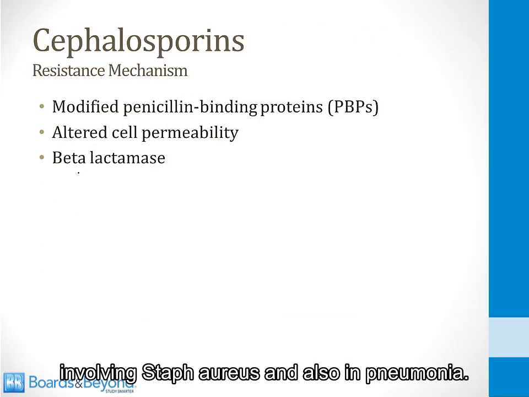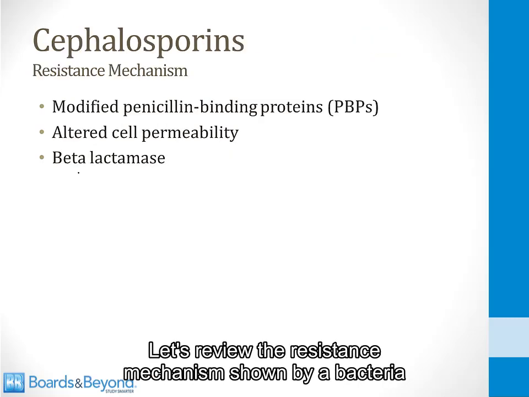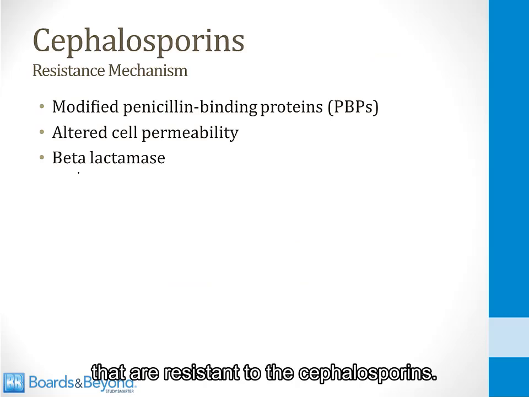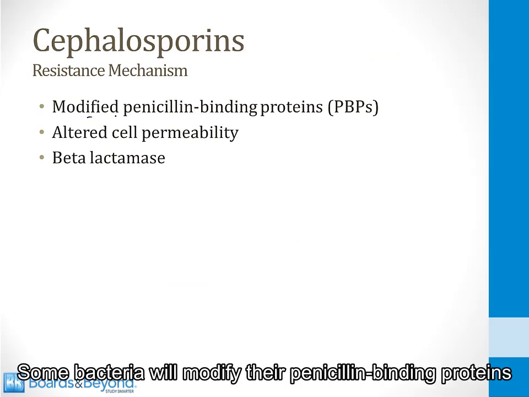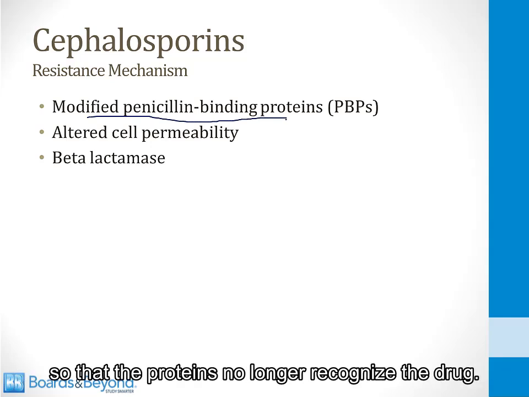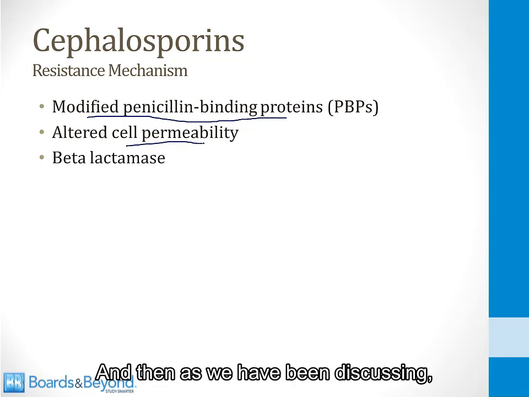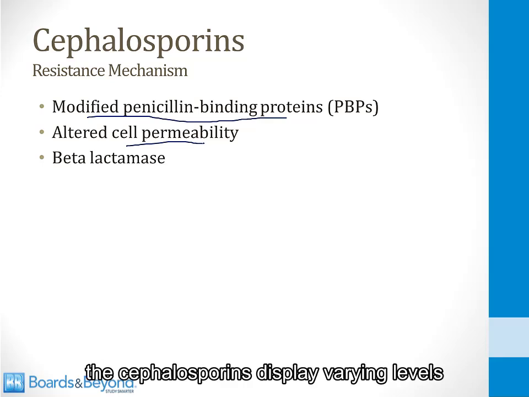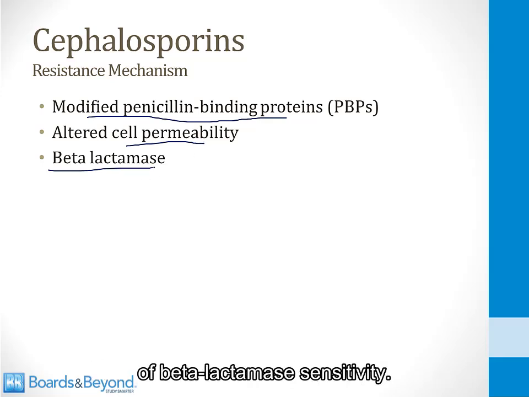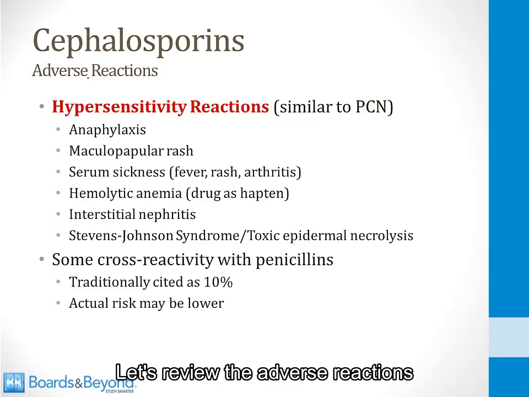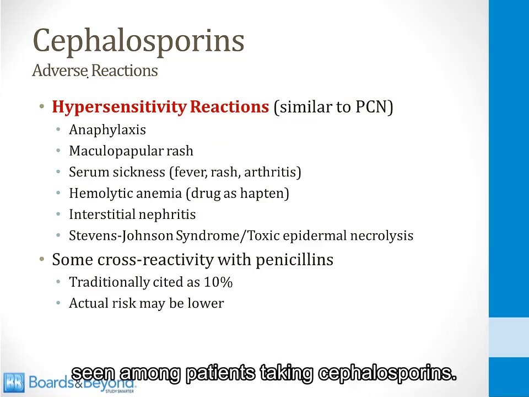Let's review the resistance mechanisms shown by bacteria that are resistant to the cephalosporins. Some bacteria will modify their penicillin binding proteins so that the proteins no longer recognize the drug. Some bacteria modify their cell permeability to the drug, and then as we have been discussing, the cephalosporins display varying levels of beta-lactamase sensitivity. Let's review the adverse reactions seen among patients taking cephalosporins.